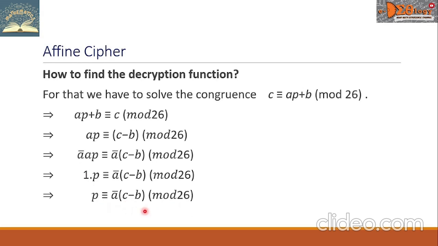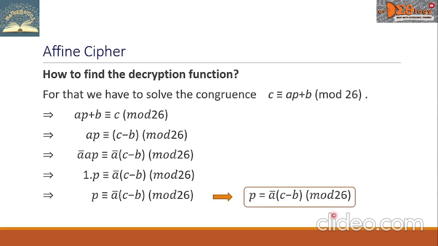With this congruence, we can translate it back into an equation. So we have p is equal to a bar times the quantity c minus b, mod 26. This is now the decryption function. Note here that the c is the number associated with the encrypted cipher.